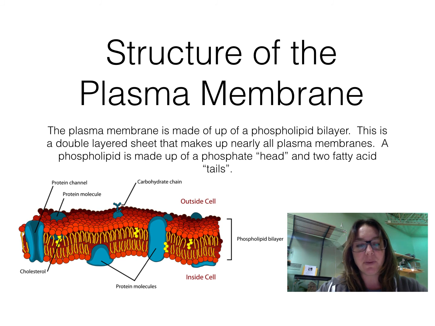And a phospholipid is made up of that phosphate head and the two fatty acid tails. Again, if you look at that diagram, you'll see each one of those little red molecules with the two fatty acid tails is a phospholipid, and they form two layers in order to provide that protection and support around the cell.